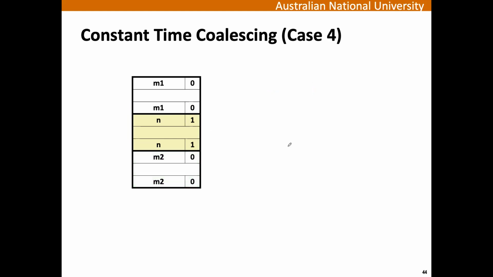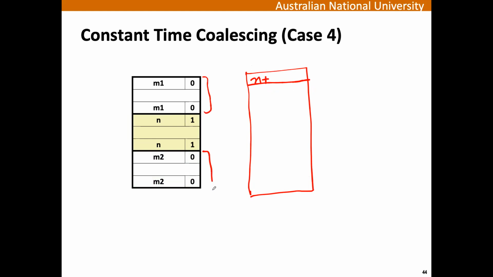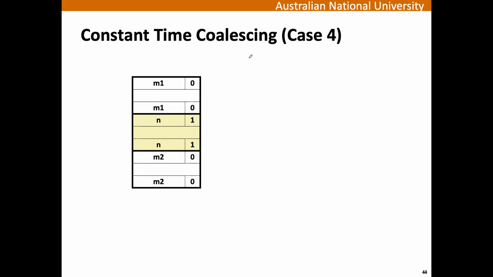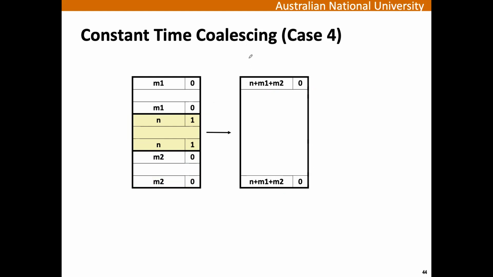So I am freeing the block, and I can check in both directions. I can check both my right neighbor and my left neighbor. So in this case, what is the size of the new block? N plus this plus this. So I can coalesce in both directions.